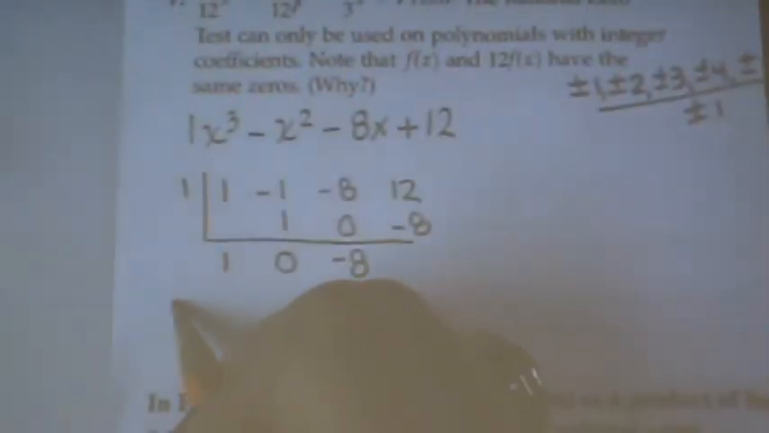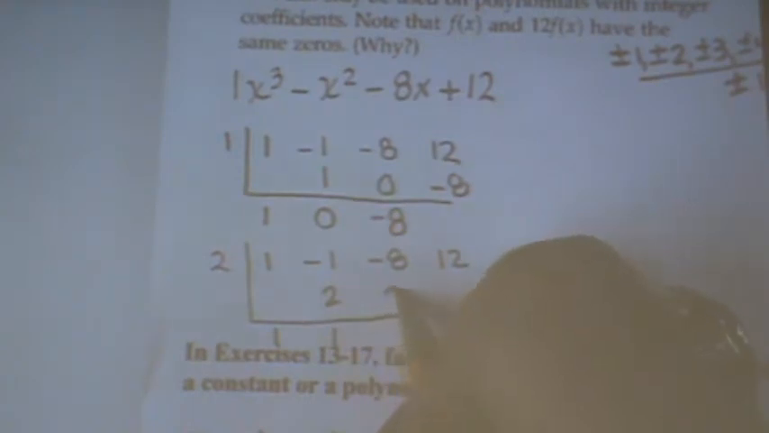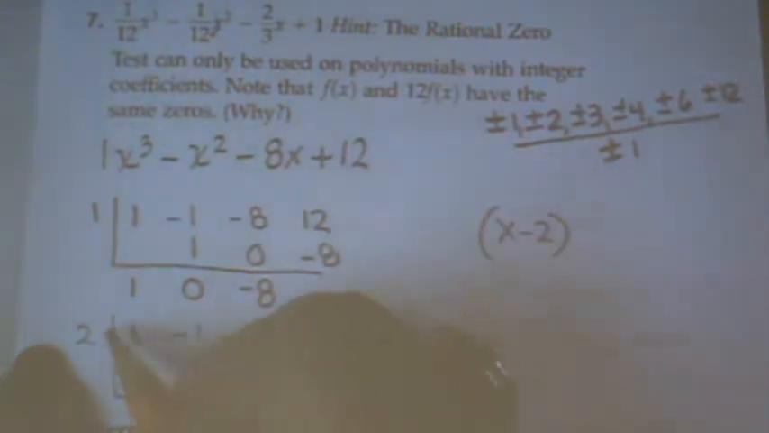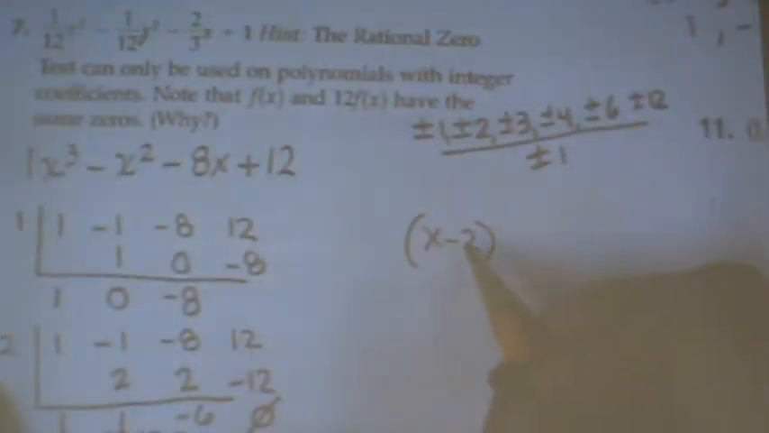Let's try 2. We have 1, -1, -8, and 12. Bring down the 1. 2 times 1 is 2. Add, multiply, we get -6, and add, and you get your 0. So your first 0 is x minus 2. Well, it's actually 2, but in factored form it's x minus 2.